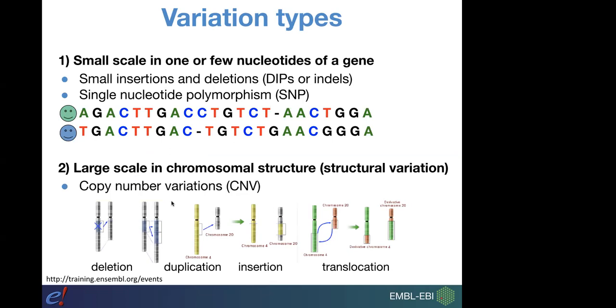So variants can be thought about at different sizes, or number of nucleotides affected at a time. We can have SNPs, which are single nucleotide polymorphisms. We can have small deletions or insertions. Then there can also be large-scale structural variants, for example, deletions of 100 or so bases affected at a time. And we could also have translocation or copy number variation types.